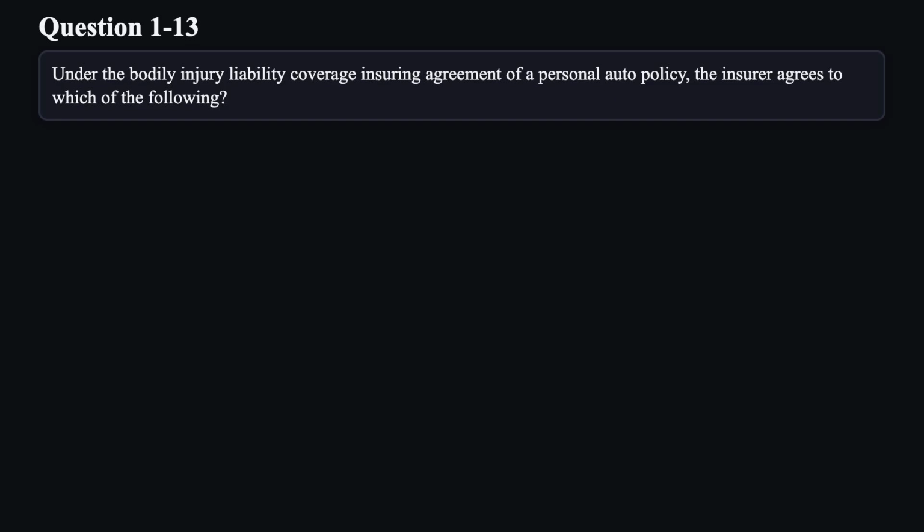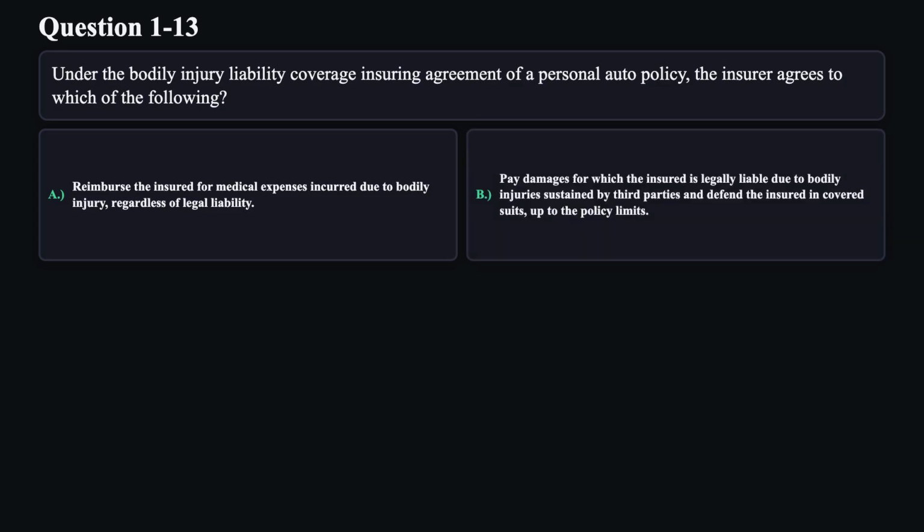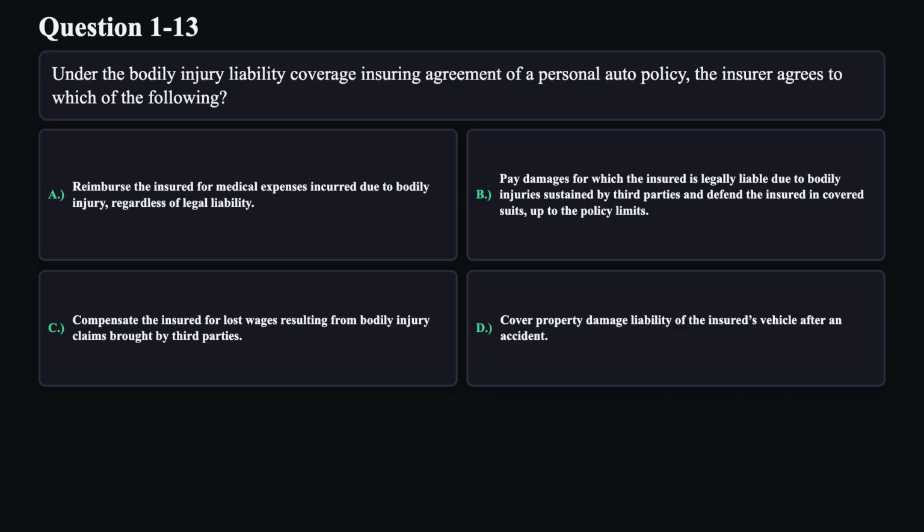Question 13. Under the bodily injury liability coverage insuring agreement of a personal auto policy, the insurer agrees to which of the following? A. Reimburse the insured for medical expenses incurred due to bodily injury, regardless of legal liability. B. Pay damages for which the insured is legally liable due to bodily injuries sustained by third parties, and defend the insured in covered suits up to the policy limits. C. Compensate the insured for lost wages resulting from bodily injury claims brought by third parties. D. Cover property damage liability of the insured's vehicle after an accident.